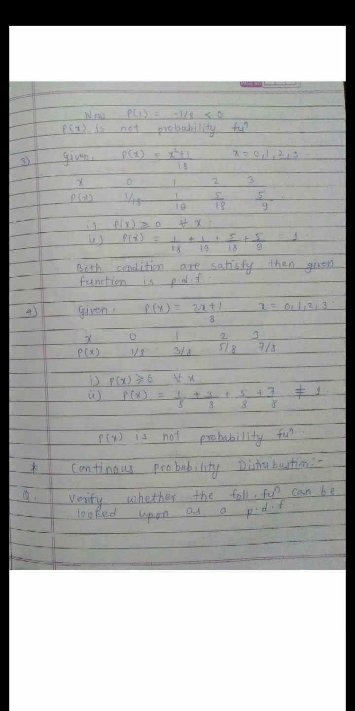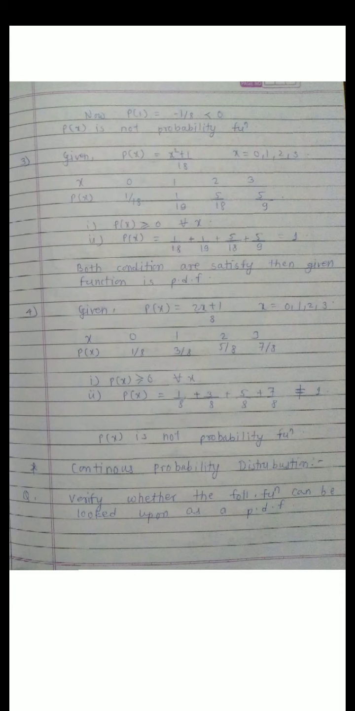Now last example, p of x is equal to 2x plus 1 by 8 at x is equal to 0 1 2 3. Their probabilities are given, all the probabilities are greater than or equal to 0, and sum of all the probabilities is not equal to 1. That's why this is not a probability distribution function. Here sum is not equal to 1. We require a sum of 1, but here it is not 1. These are all the examples of discrete probability distribution.